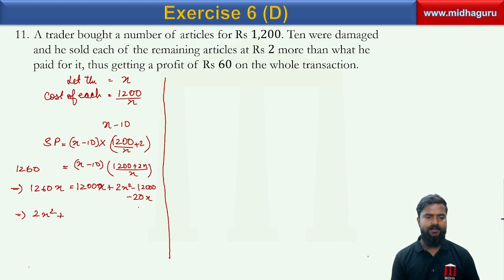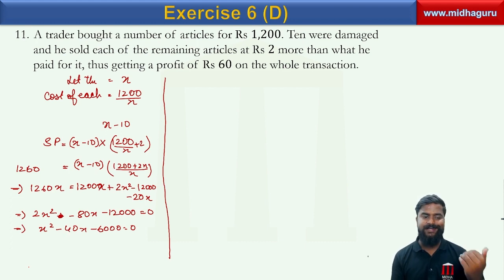We bring this to this side, this gets minus 1280, so this becomes minus 80x minus 12,000. So if I divide the equation by 2, I get x squared minus 40x minus 6000 is equal to 0. So I have to form an equation by breaking down this minus 40 such that the coefficients add up to minus 40 but multiply to give minus 6000.